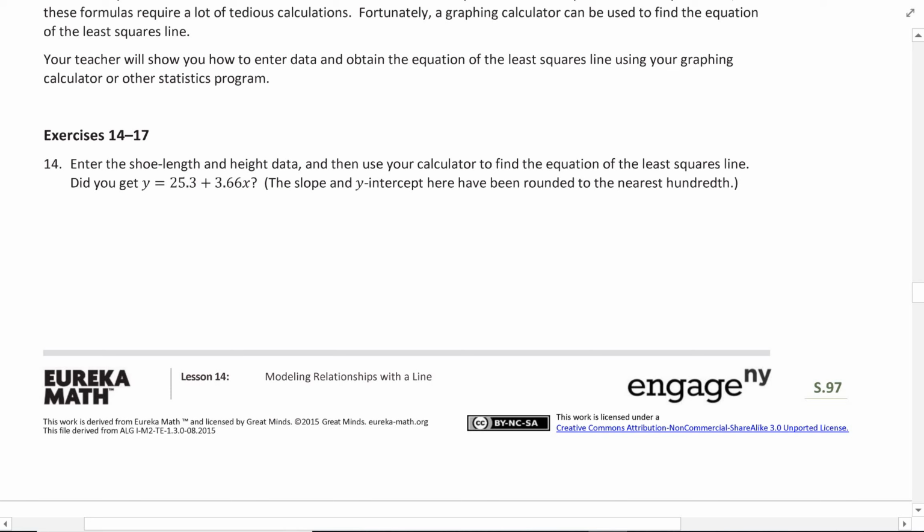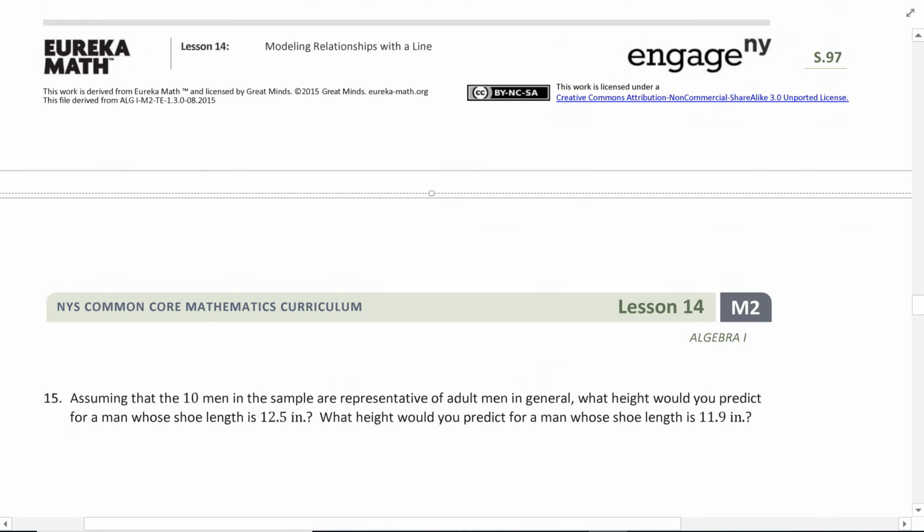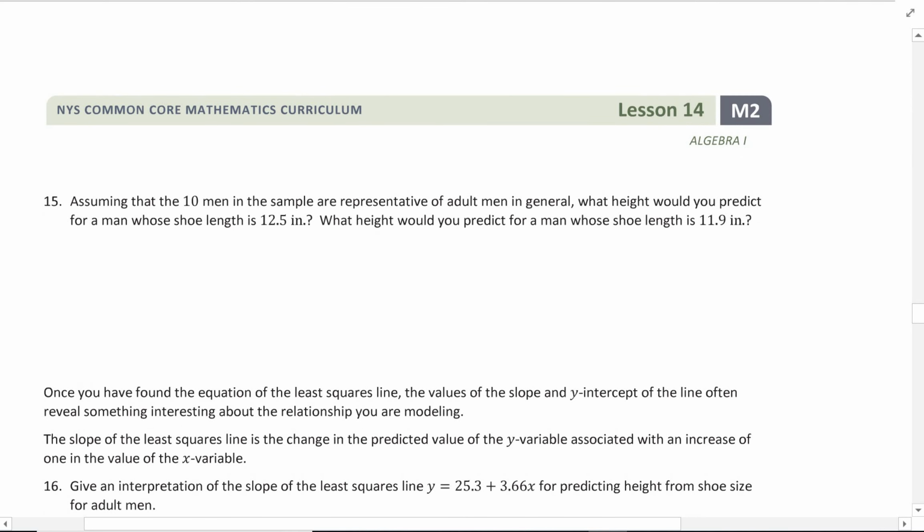So if we go down to 15, once this is done lagging, and we'll wait, it says, assuming that 10 men in the sample are representative of adult men in general, what height would you predict for a man whose shoe length is 12.5?